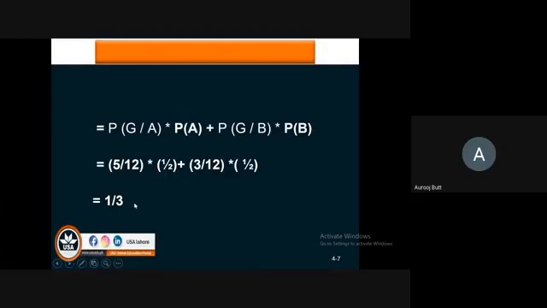Now this is the probability that the ball selected is green in color, where we have 2 cases. The first case is that it can be from box A, and the second case is that it can be from box B. So we have 2 cases over here, and you can simply compute it by using this multiplication rule.